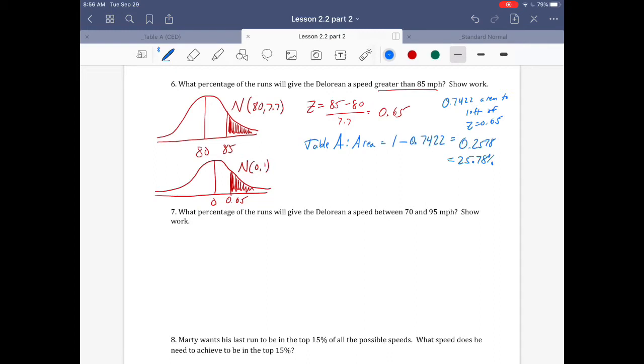So 25.78% of runs have a speed greater than 85 miles per hour. 25.78% of runs will reach 85 miles per hour or greater.